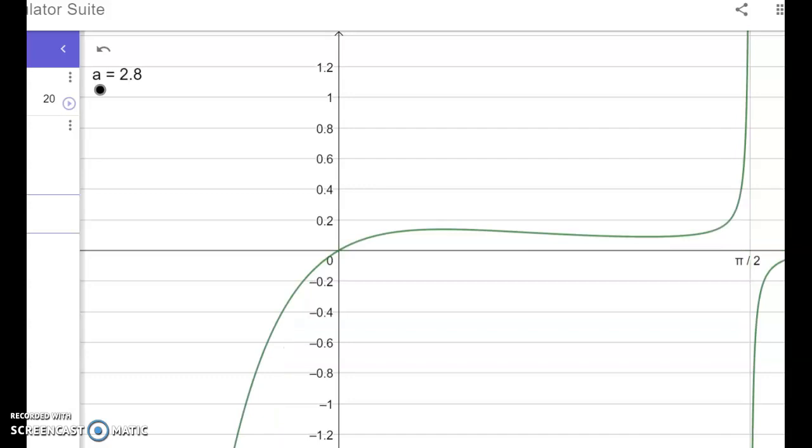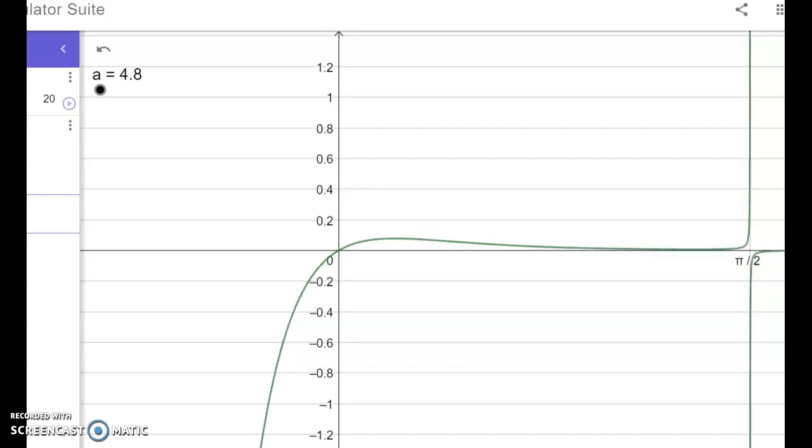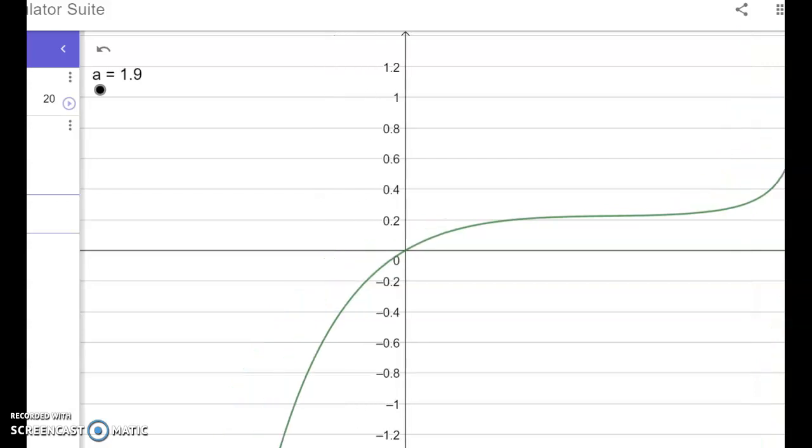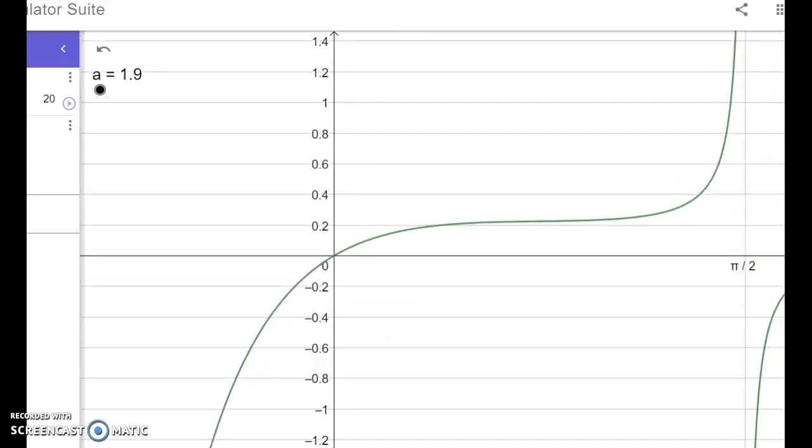Not quite. a is 2.8. So you can see here that we're getting close, there's a of 1.9. That'll do. Okay. So a of 2 is very close to that. And you can see that we're going to have a tangent in here, one tangent that has got a gradient of 0, that's parallel to the x-axis. And we need to figure out where that is.